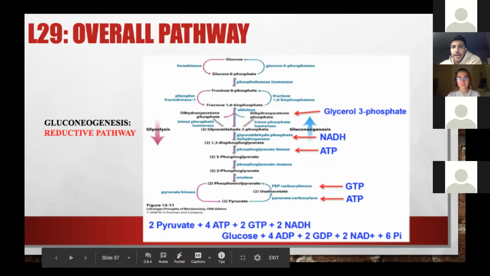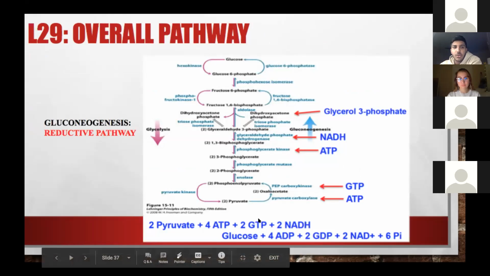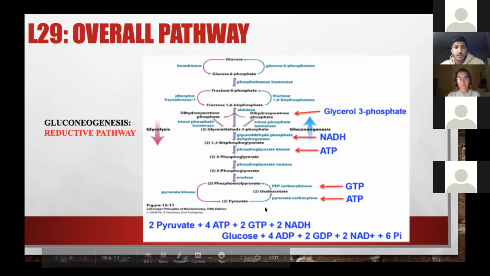And so the overall pathway, this is just to look at what's going on overall, but you have essentially your two pyruvates, you have ATP, you also have GTP. So you obviously can see that through gluconeogenesis, you need energy, right, in order to convert it back into glucose.